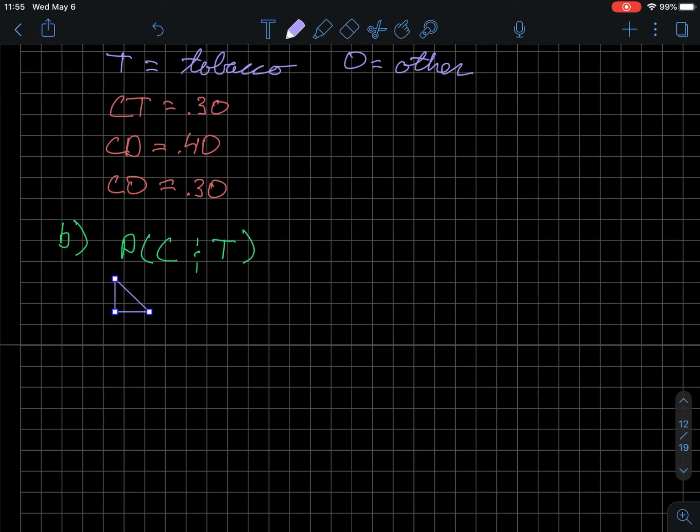So basically what we're trying to find, oops, I didn't want to draw that. Drew a perfect triangle though. I didn't know you could do that with this.